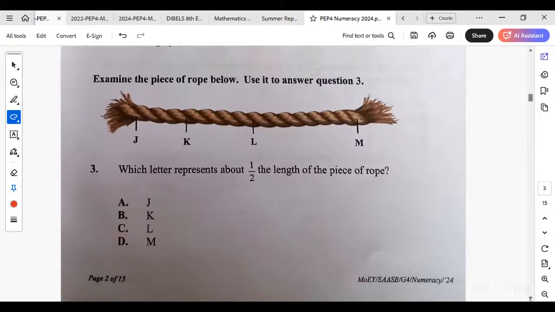Question 3, examine the piece of rope below. Use it to answer question 3. Which letter represents about half of the length of the piece of rope? So if the rope is from here to here, then half of it would be here. Half of it would be here. So the correct answer would be C, L.